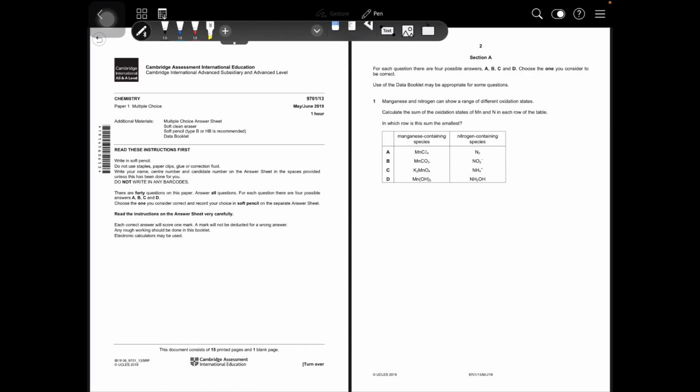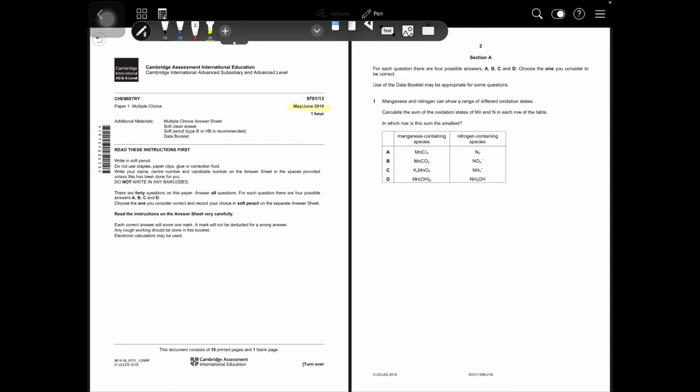So today we're going into CIE 9701/13 for May and June 2019. This is paper 1. We're going through it one by one on how to answer the questions. We're going straight into question 1.